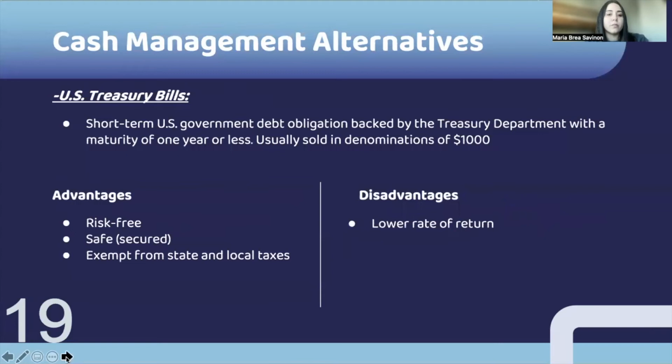Then we have the US Treasury bill. These are short-term US government debt obligations backed by the Treasury Department with a maturity of 1 year or less, sold in denominations of $1,000. When you first purchase a US Treasury bill, you don't receive interest; however, it is set in the form of appreciation. Once the US Treasury bill matures, you receive the face value of $1,000. The advantages of the US Treasury bill are that it's risk-free, it's secure or safe, and you are exempt from state and local taxes. However, due to the fact that it is risk-free, you have a lower rate of return.